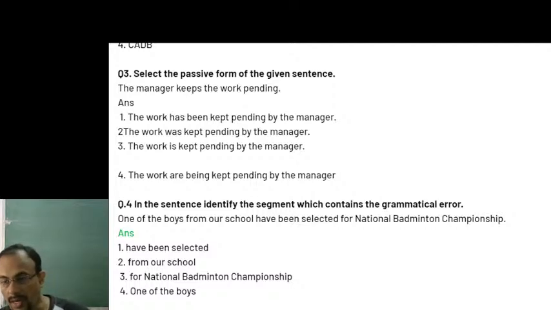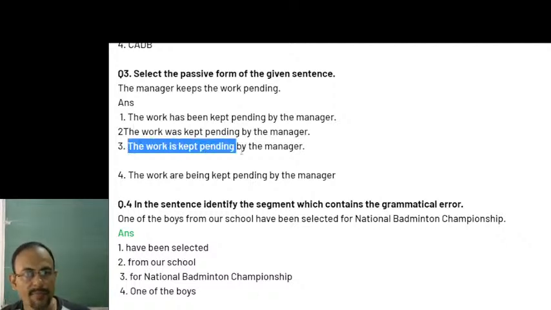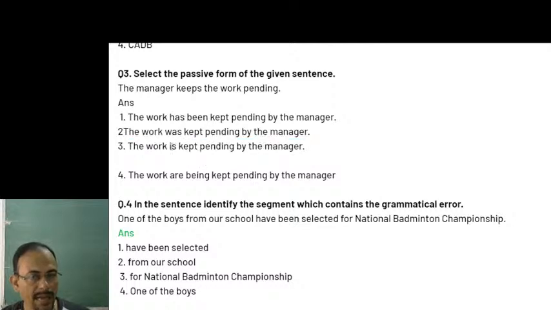Manasvi, Bhargavi, all are saying 3-3. Very good. Very nice. Question number 3: The work is kept pending by the manager. Why is kept? Because the question is given in simple present tense, dear students. So if the question is given in simple present tense, always remember the answer should also be in the present tense. Passive voice, but in present tense. Always do remember, right? So that is how your answer is correct.